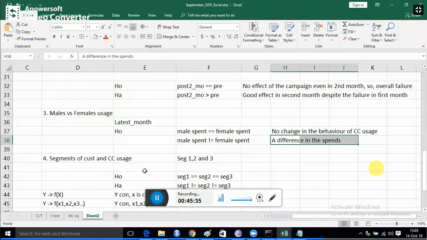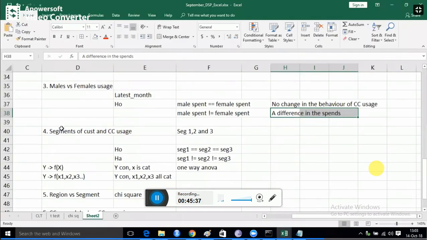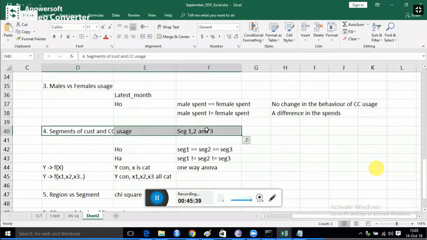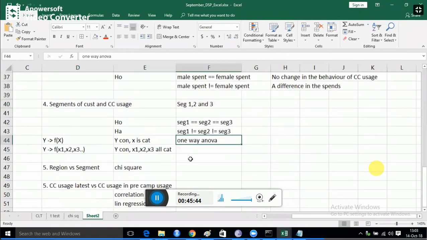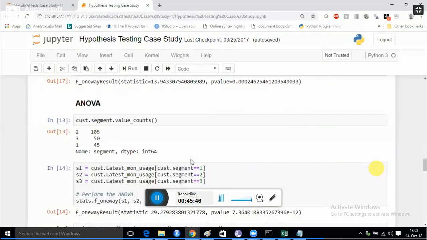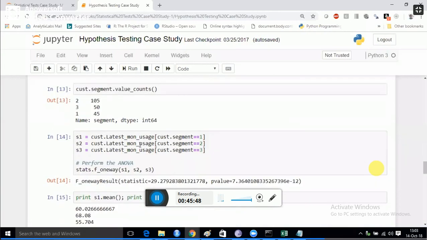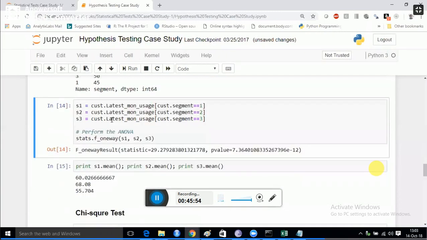Next one, segments and credit card usage. So here, as we have decided, we will be going for one-way ANOVA. Yes? So please look at the function. So this is your segment counts. And first of all, what I'm doing is I'm taking all the three segments, S1, S2 and S3. So from customer latest month usage, where cust segment equal to 1.